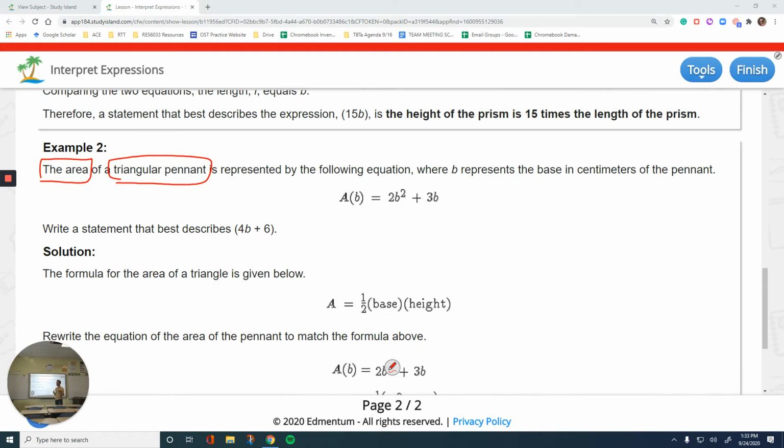Okay, that's totally fine. So let's just start with the area of a triangle, which equals 1/2 times base times height. This is the area of a triangle. So let's see.